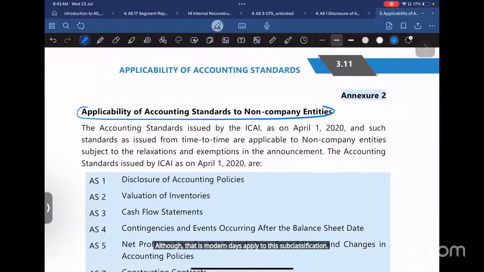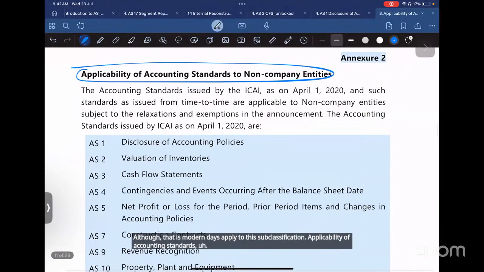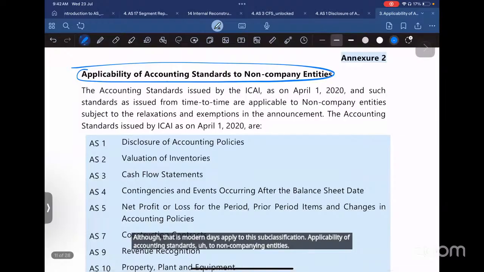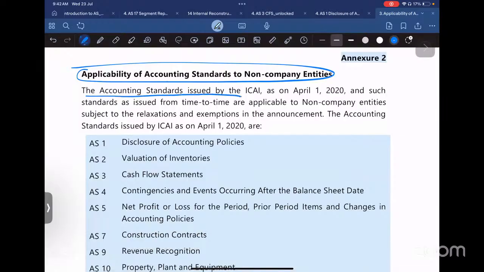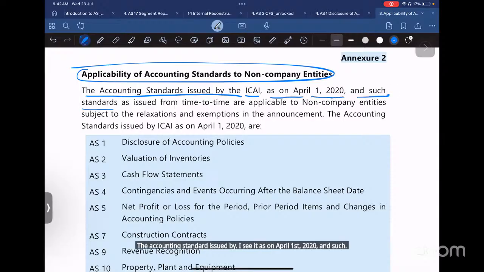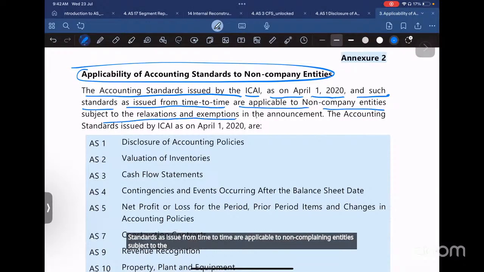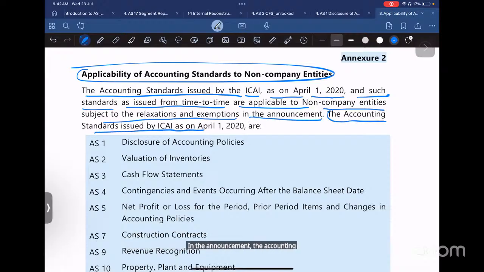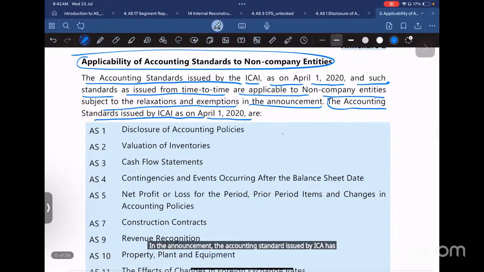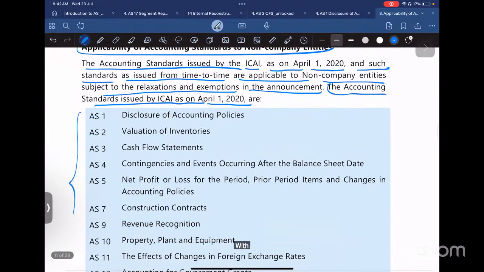Applicability of accounting standards to non-company entities. The accounting standards issued by ICAI as on April 1st, 2020, and such standards as issued from time to time are applicable to non-company entities subject to the relaxation and exemption in the announcement. The accounting standards issued by ICAI as on 1st April 2020 are these.